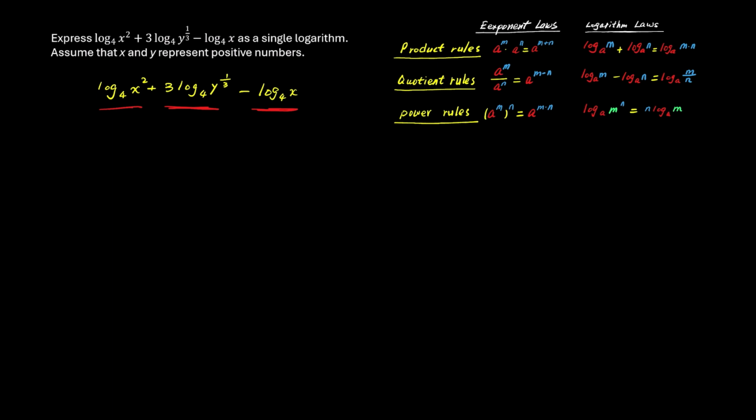So I'm sure you have noticed that we need to use the product rule and the quotient rule so we can add or subtract these logarithms. But before applying these rules, you need to check if there's any number in front of each log expression. So the first step is to check if there's any number, or we actually call it coefficient, for each log term. For example, you can see there's a number 3.